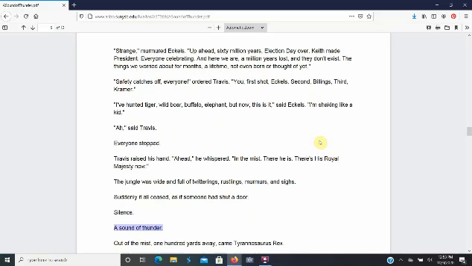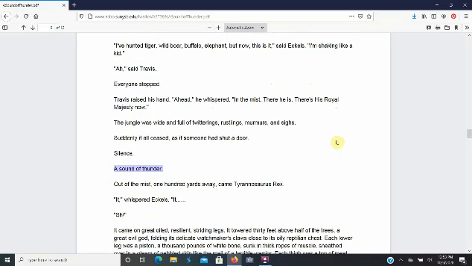"Ah," said Travis. Everyone stopped. Travis raised his hand. "Ahead," he whispered, "in the mist. There he is. There's his royal majesty now." The jungle was wide and full of twitterings, rustlings, murmurs, and sighs. Suddenly it all ceased, as if someone had shut a door. Silence, a sound of thunder.